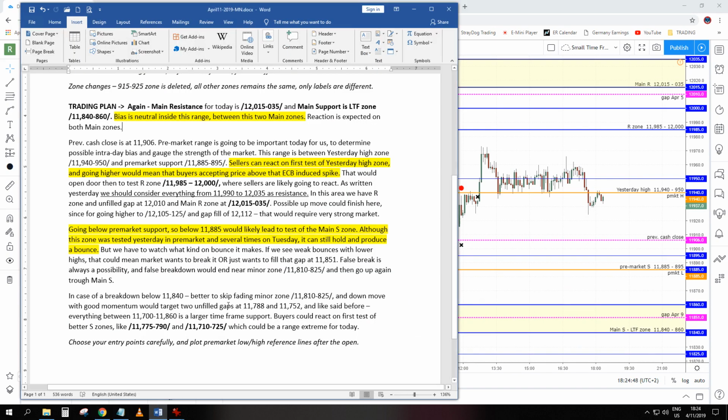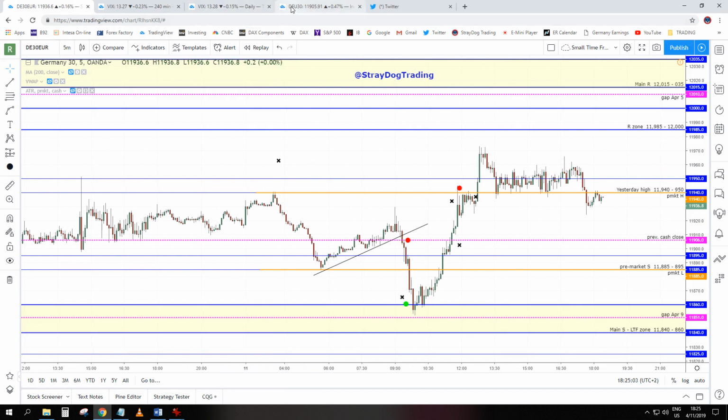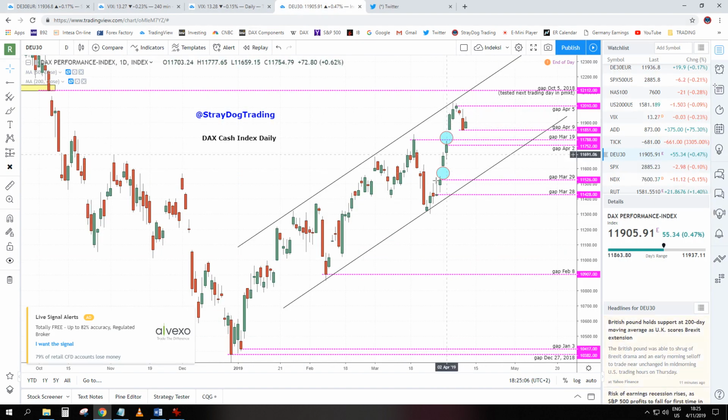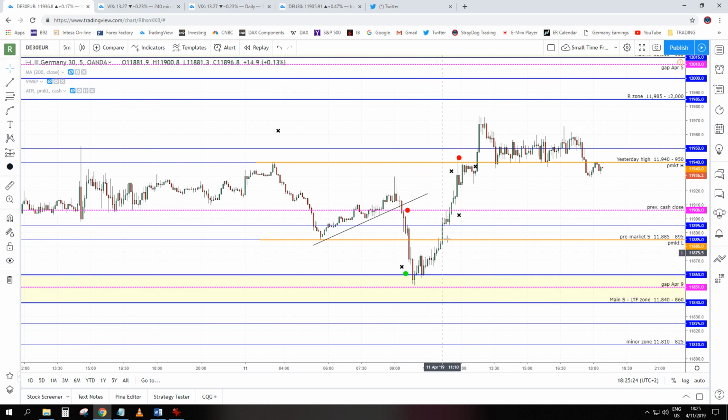As said in the morning notes, this zone, although it was tested yesterday in pre-market and several times on Tuesday, can still hold and produce a bounce because the market is in an upside move, as we can see here. They can hold these main supports, this good large time frame support zone, for several tests. But be careful, as said there, to observe this kind of bounces.